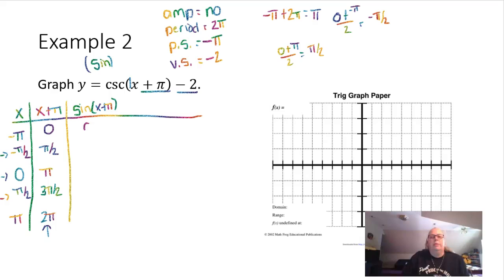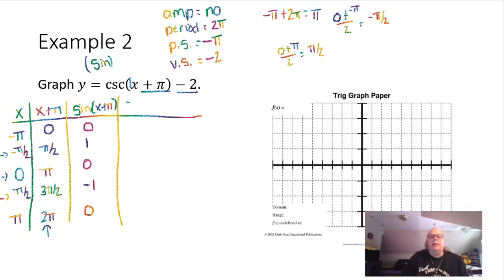All right, the sine at 0 is 0. The sine at pi over 2 is 1. The sine at pi is 0. The sine at 3 pi over 2 is negative 1. And the sine at 2 pi is 0. Remember, these numbers come from the unit circle. They're the y-coordinate for these angles.